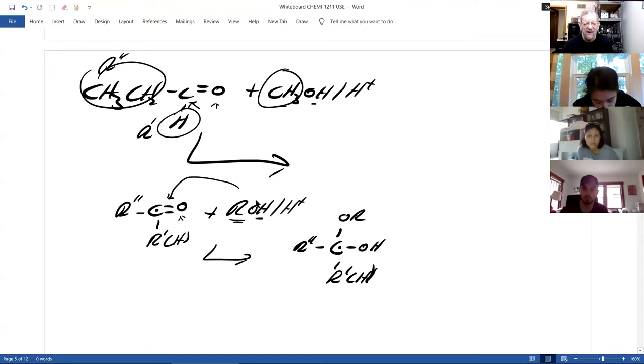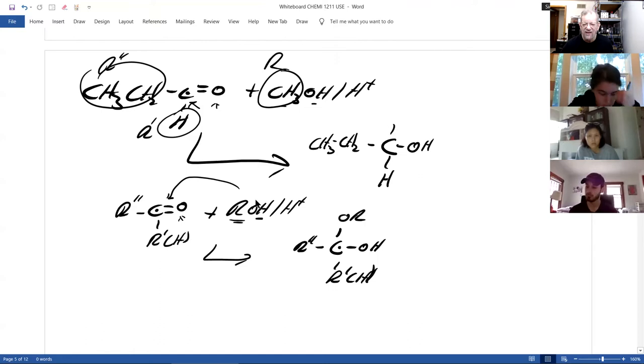Well, this is my R group. I'm going to start with my carbonyl carbon, which becomes this carbon, R prime, hydrogen, R double prime, ethyl, hydroxyl group, oxygen, what's R? It's methyl. And that's how you do it. Oh, we got to do one more.